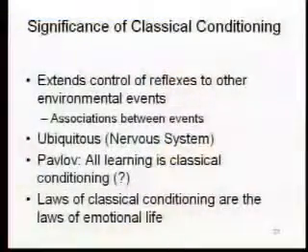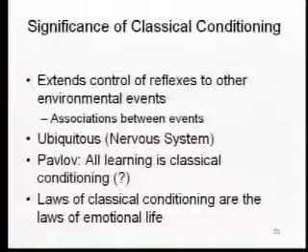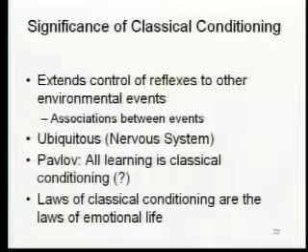And as I pointed out last time, the phenomena of classical conditioning are basically ubiquitous in nature. Virtually every organism with a nervous system shows at least some of the phenomena of classical conditioning. Pavlov believed that all learning was classical in nature, that classical conditioning underlay all of the learning that organisms can do. But we now know that is a much too strong position to take.